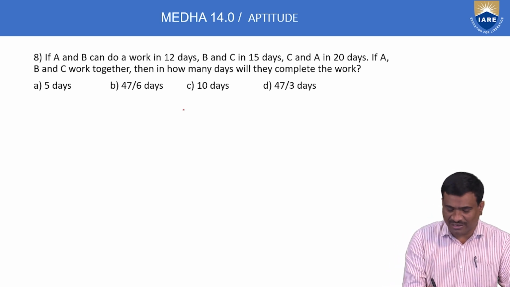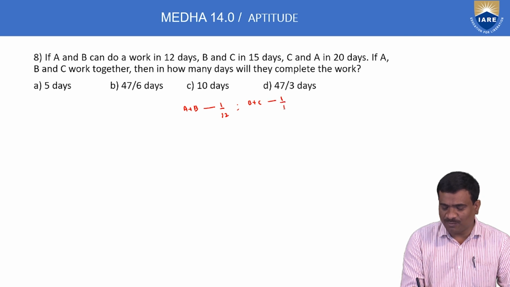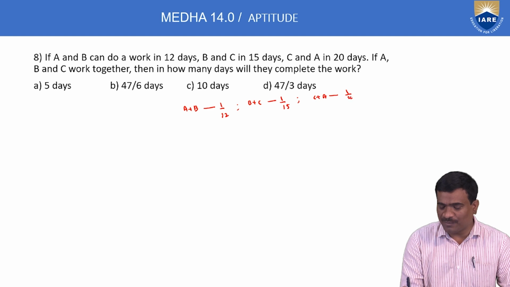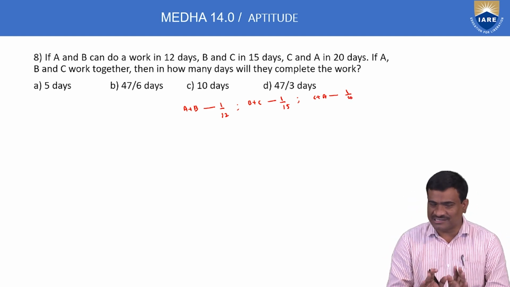First statement, A plus B 1 day work is 1 by 12. B plus C 1 day work is 1 by 15. C plus A 1 day work is 1 by 20. Calculate A plus B plus C work.